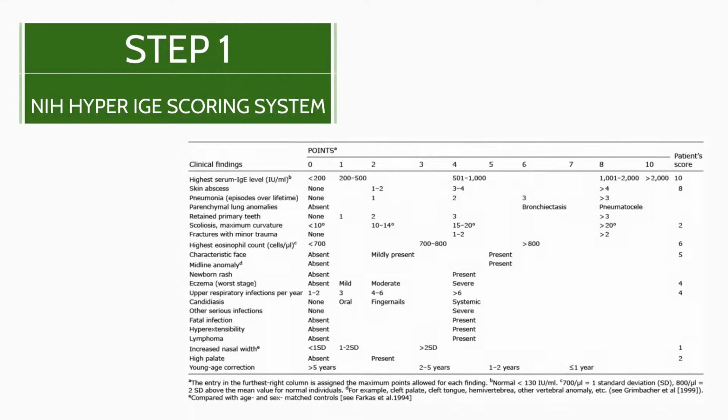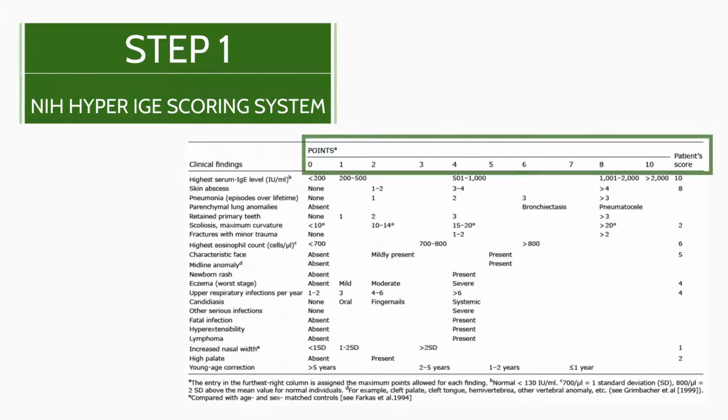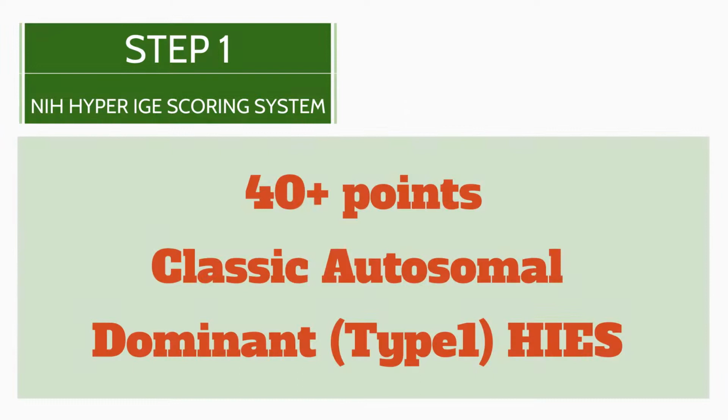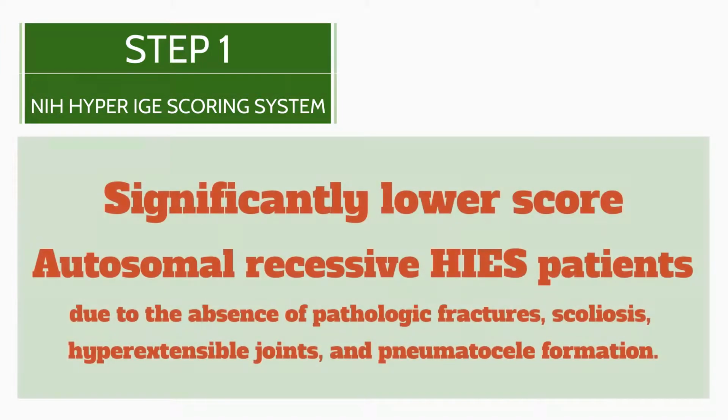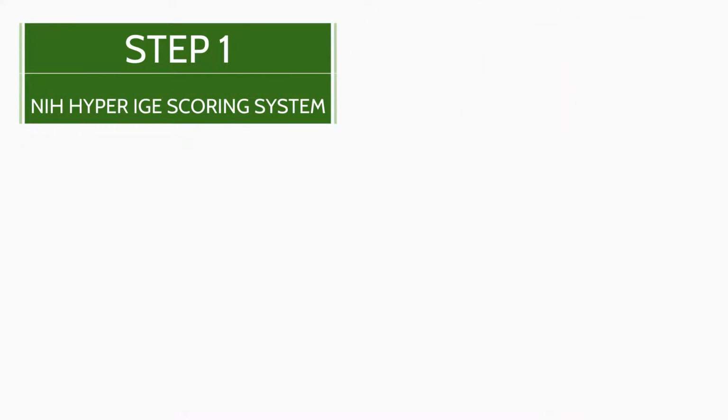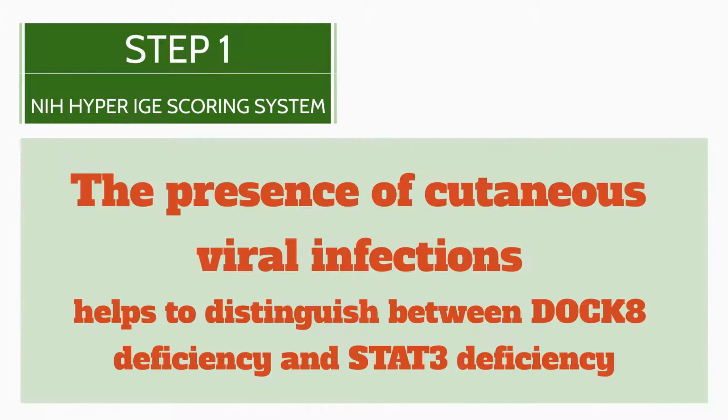Firstly, the NIH hyper IgE scoring system should be used, as this system allows us to quantify the laboratory results and clinical findings. Classic autosomal dominant HIES patients often have scores above 40. Autosomal recessive HIES patients will have a significantly lower score given the absence of pathologic fractures, scoliosis, hyperextensible joints, and pneumatocyst formation. The presence of cutaneous viral infections appears to be a key feature that helps to distinguish DOCK8 deficiency from STAT3 deficiency.